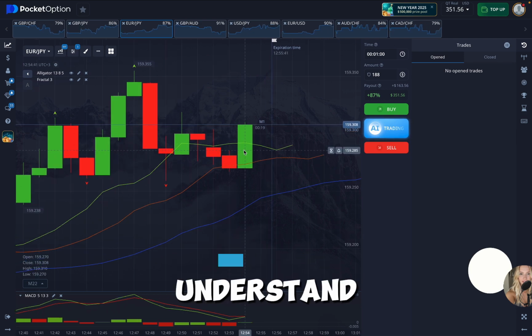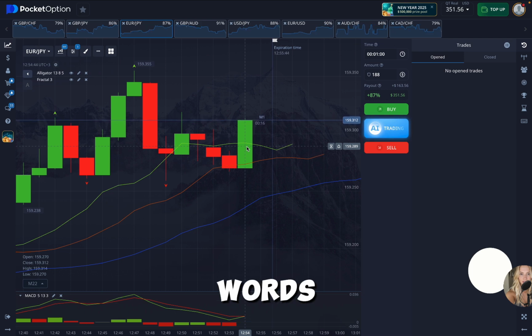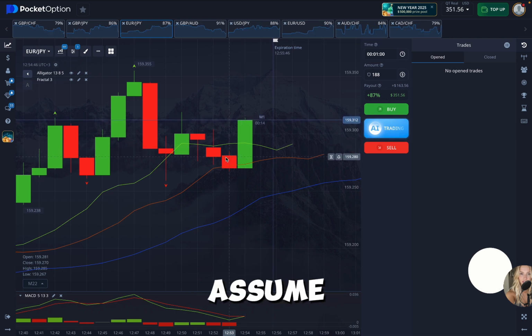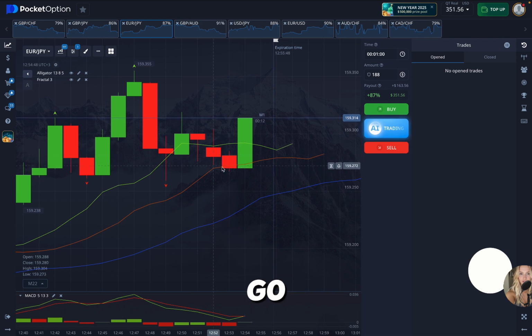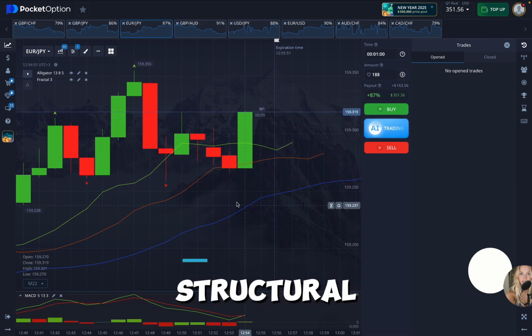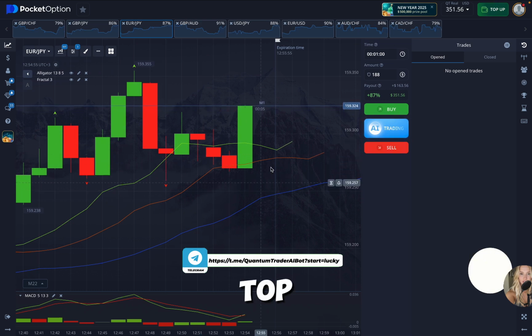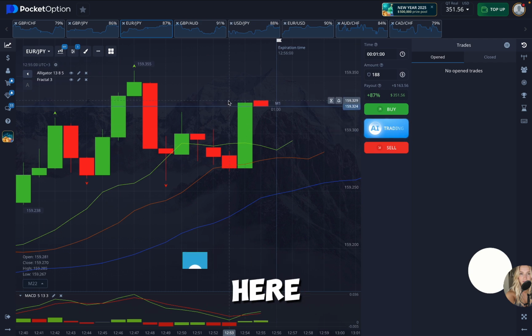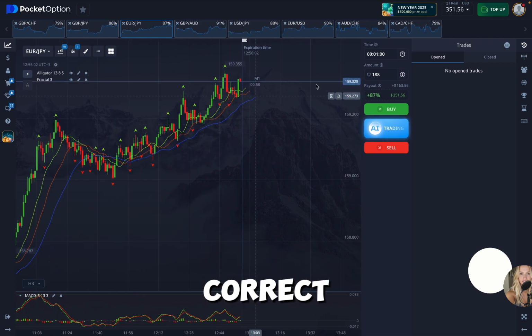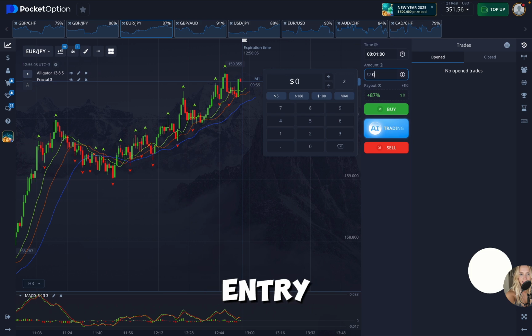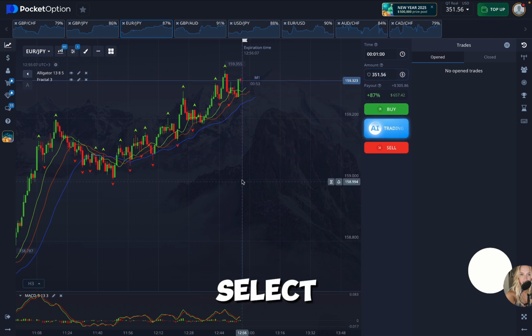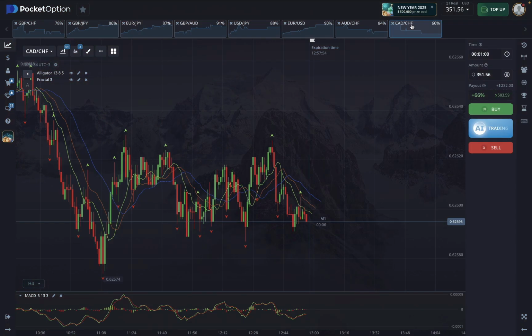But you need to understand how I think, right? In other words, I generally did not even assume that the dynamics of movement here should go lower, since we have updated the structural minimum for the fractal. And as you can see, the way to the top turned out to be very confident. Therefore, the logic of entry here was also absolutely correct. Let's select another entry point, continue, and select the next currency pair.